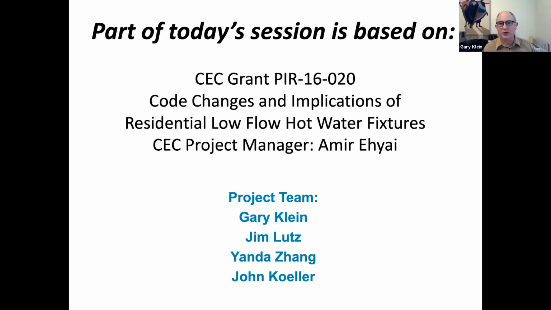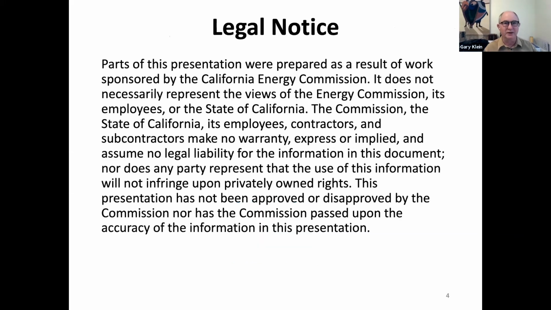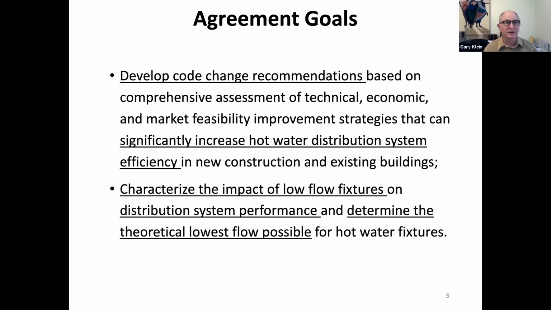Part of today's session is based on a research project we did for the California Energy Commission. The project team was myself, Jim Lutz, Yanda Zhang, and John Keller. Our project manager from the Energy Commission was Amir AI, and we still don't have a final report published. The last year has been nerve-wracking for all the people working on these sorts of things at the commission, so we'll get it soon. I'm speaking, not the Energy Commission. We had certain goals in our agreement: to develop code change recommendations that would significantly increase hot water distribution system efficiency, to characterize the impact of low flow fixtures on distribution performance, and to determine the theoretical lowest possible flow for hot water fixtures. Some of that stuff we weren't actually able to do, but we have some ideas related to low flows.